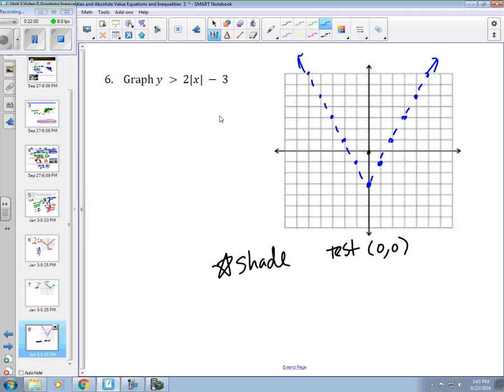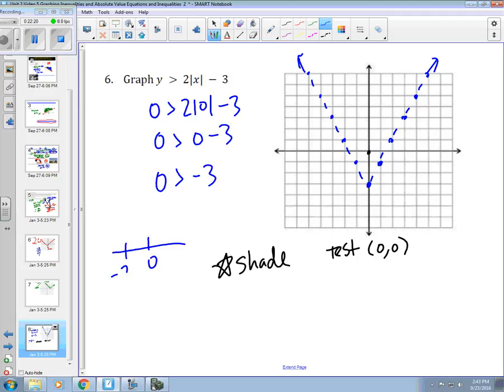Well, we put 0 here. That's just 0. On this side, put 0 there. Absolute value of 0 is 0. 0 times 2 is 0. So that's 0 minus 3. 0 minus 3 is negative 3. Is 0 bigger than a negative number? In this case, negative 3. Yeah, if you think about a number line, 0 is bigger than a negative. Anything to the right is bigger. 0 is bigger than every negative.